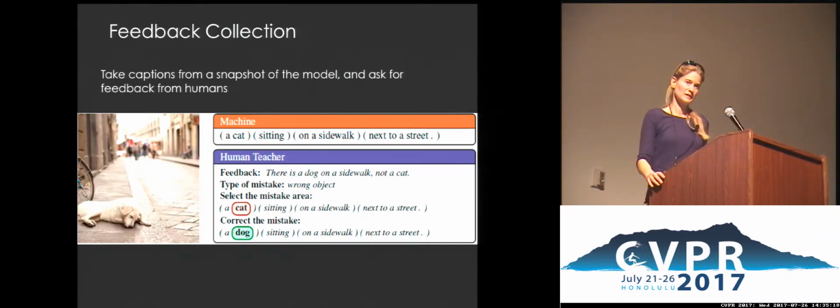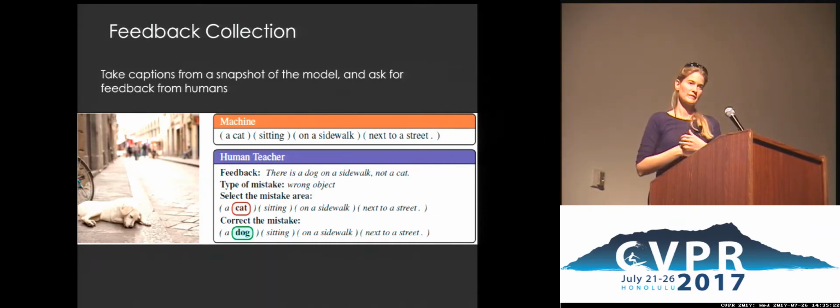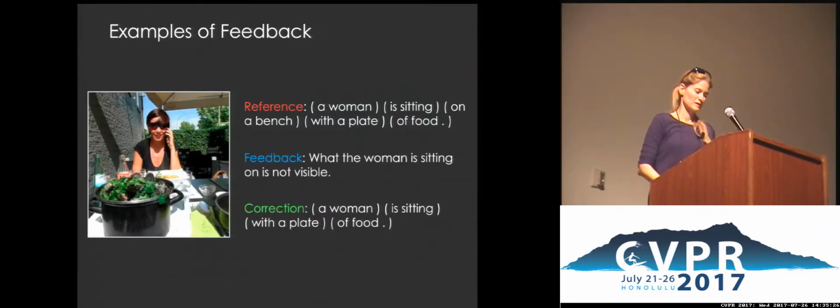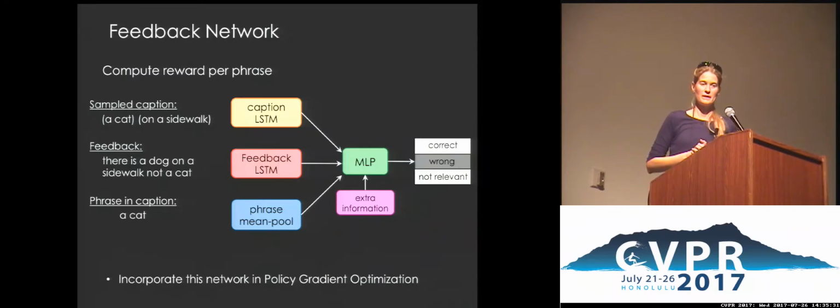So maybe I missed this and you already showed it. Is the feedback network then a good evaluation function as well? What do you mean? Like, can the feedback network tell mistakes in, let's say, premises or in incorrect captions that other systems are generating, not just?